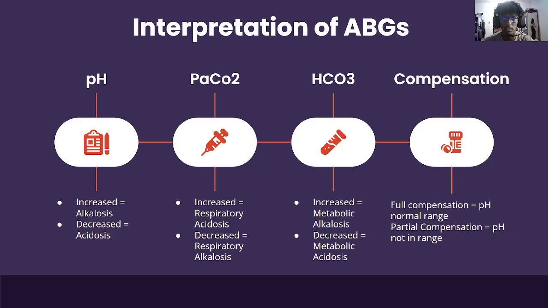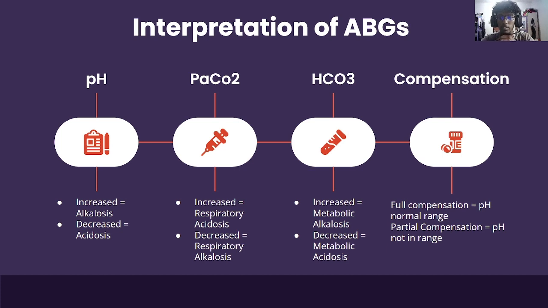Next, we look at the interpretation of the arterial blood gases. So basically, there are four main interpretations. The first one, they will analyze the pH, where when the pH increases, the term is known as alkalosis, and if it is decreased, it is known as acidosis. And for the PaCO2, if it's increased, it is known as respiratory acidosis, and for the decreased part, it is the respiratory alkalosis. For the HCO3, when it is increased, it is known as metabolic alkalosis, and when decreased, it is known as metabolic acidosis.